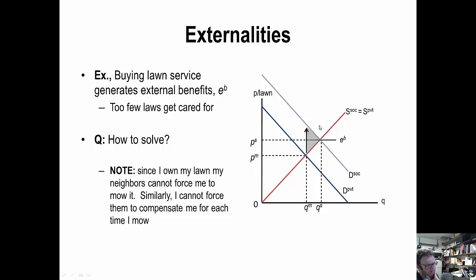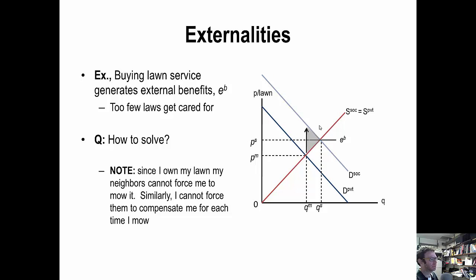Now, my neighbors who are receiving an external benefit every time that I mow my yard can't just walk into my yard in the middle of the night and mow it for me, even though doing so would be socially beneficial. They can't do that because that would be a violation of my property rights. The property rights have been assigned to me.